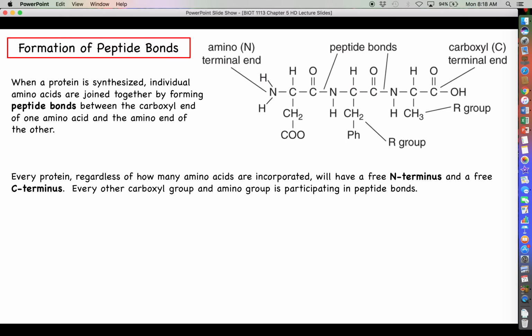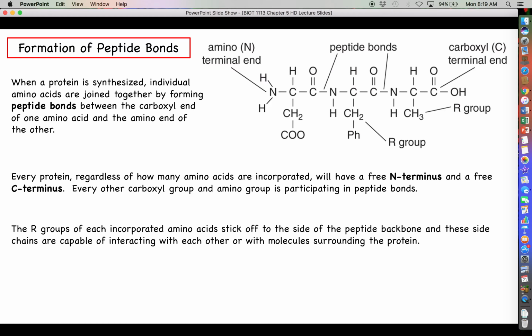So when we're building a protein, we just do this again and again and again, and we make this chain of amino acids as long as it needs to be. But regardless of how many amino acids are incorporated, the final protein product is going to have a free amino terminus or N-terminus, which you can see over here, and it's going to have a free carboxyl terminus or C-terminus over here. Regardless of how many amino acids we add on to the chain, we are still going to have a free N-terminus and a free C-terminus because those are not actively participating in peptide bonds, so they are free to hang out.